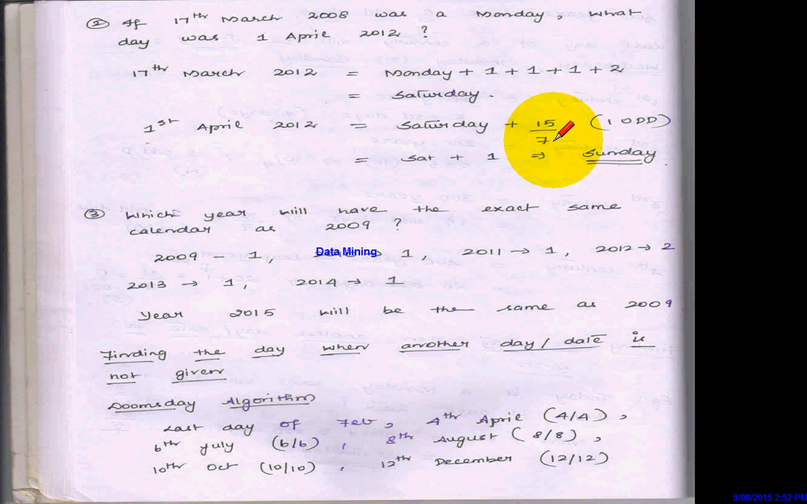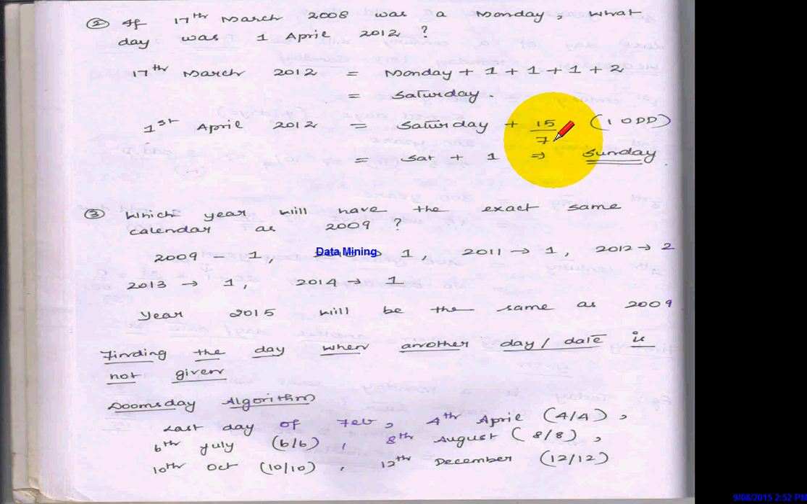Clear? Yes. Next one. This is the most commonly asked question in competitive exams. Which year will have the exact same calendar as 2009? In 2009 we come across one particular pattern of calendar where the day and the date are in a particular pattern, and which forthcoming year will have the same calendar as that of 2009? That was asked in the question.